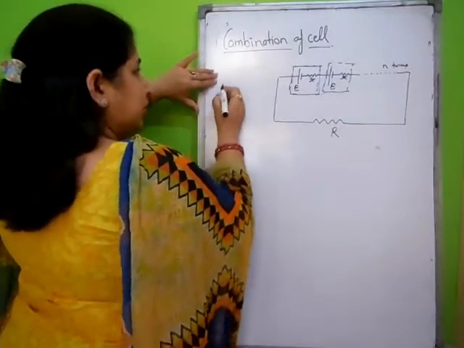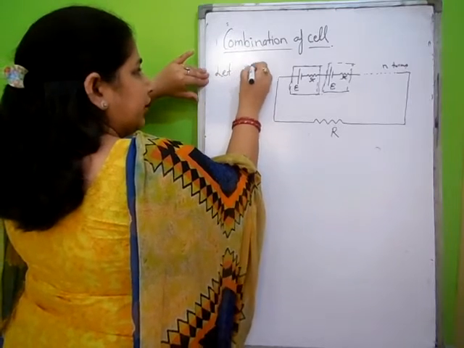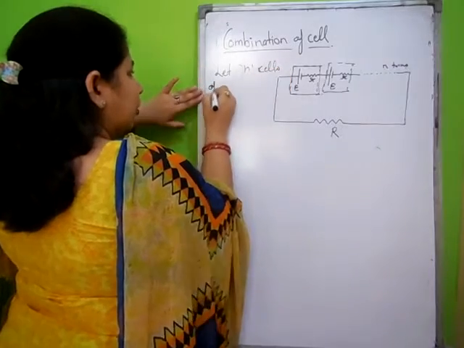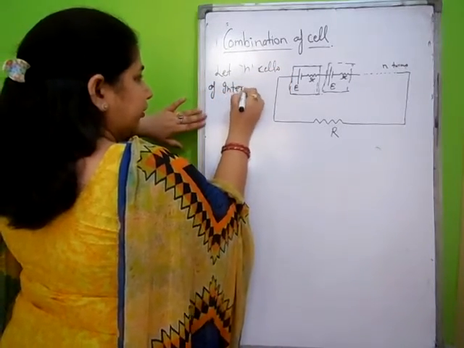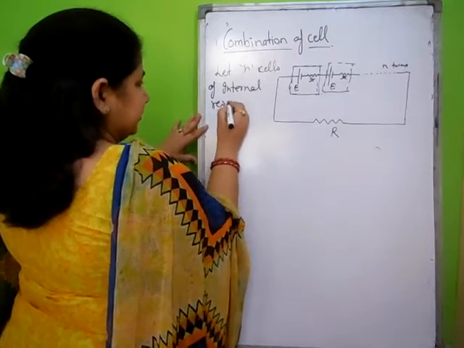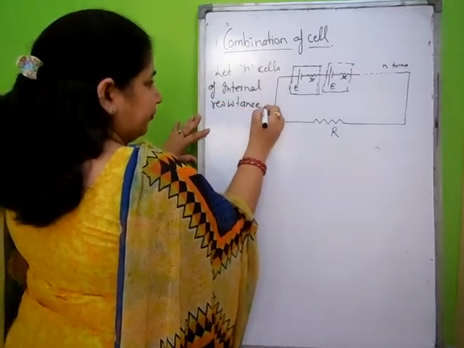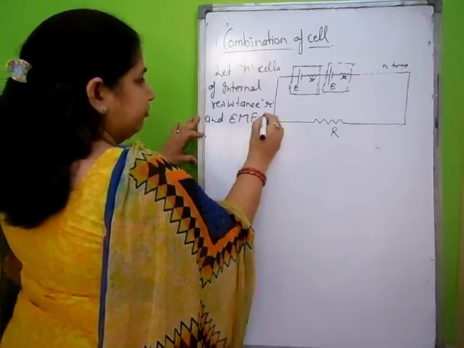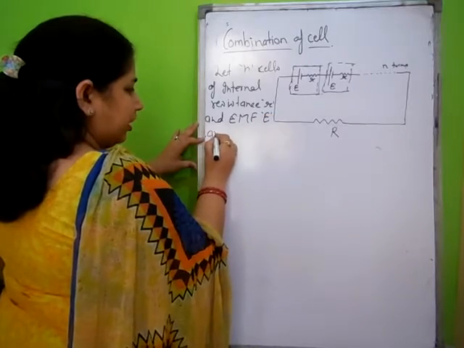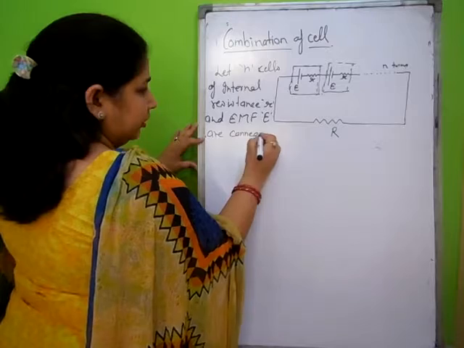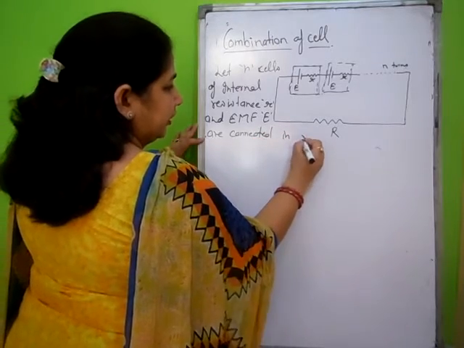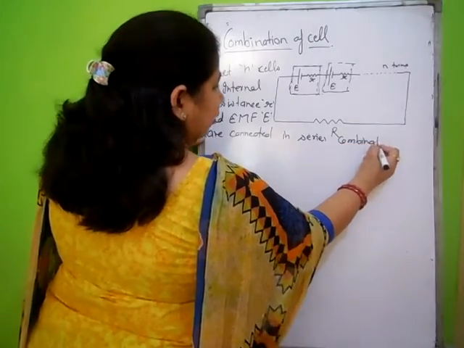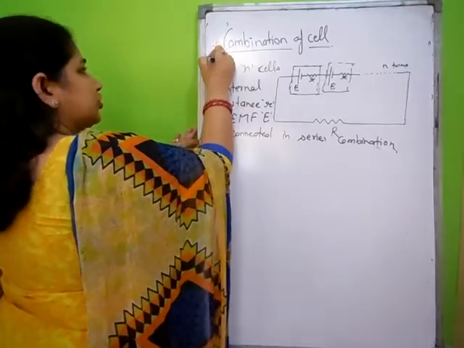Now what we have? Let n cells of internal resistance r and EMF E be connected in series combination. First we are doing the series combination.